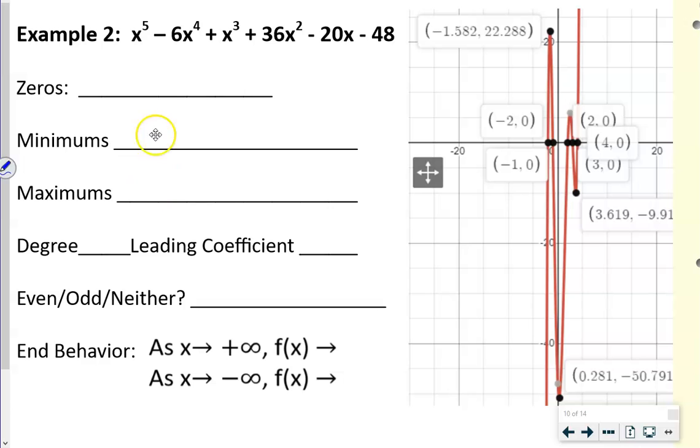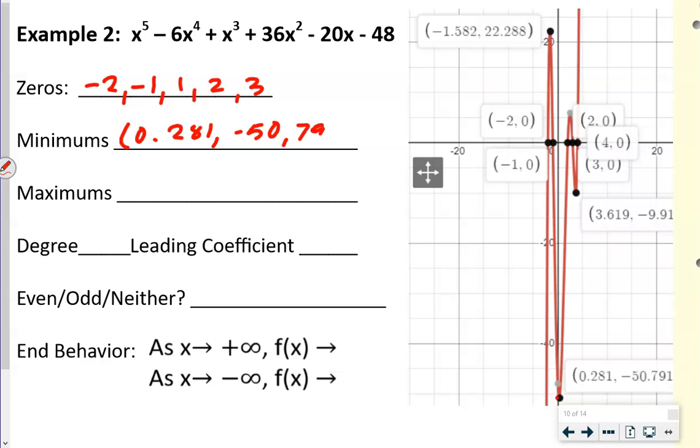All right, so again, if we're looking at our zeros, we've got them right here, negative 2, negative 1. We've got a 2, a 3, and a 4, okay? So let's go ahead and write those down. Negative 2, negative 1, and then I have a 1, a 2, and a 3. Now we're looking for our minimums. So we got one minimum down here. Y'all see that? So that's going to be at 0.281, comma, negative 50.